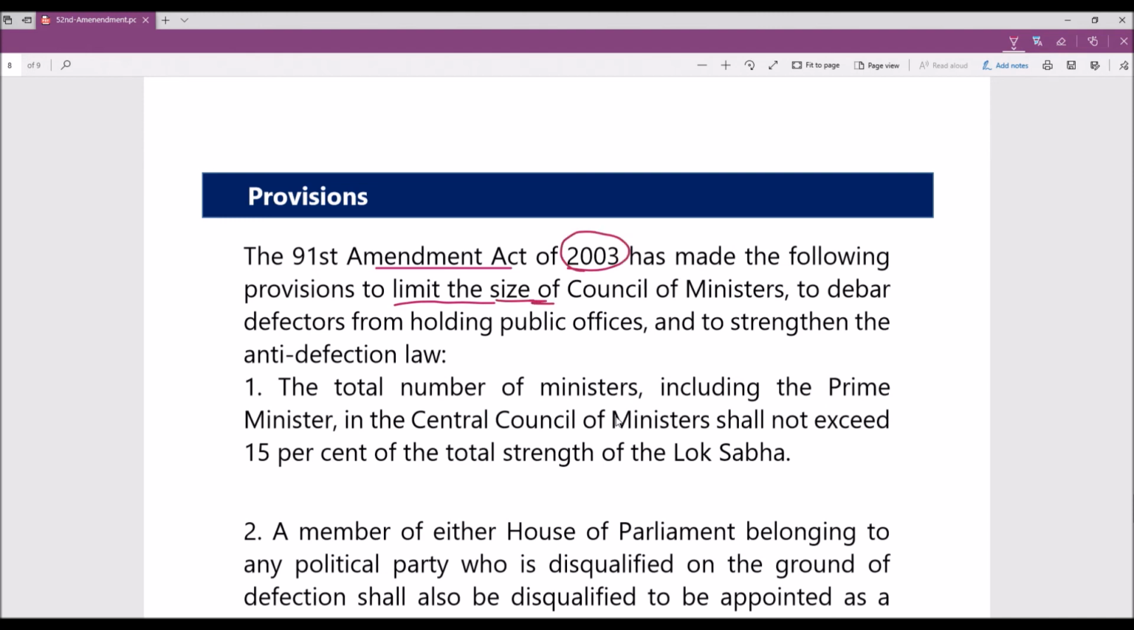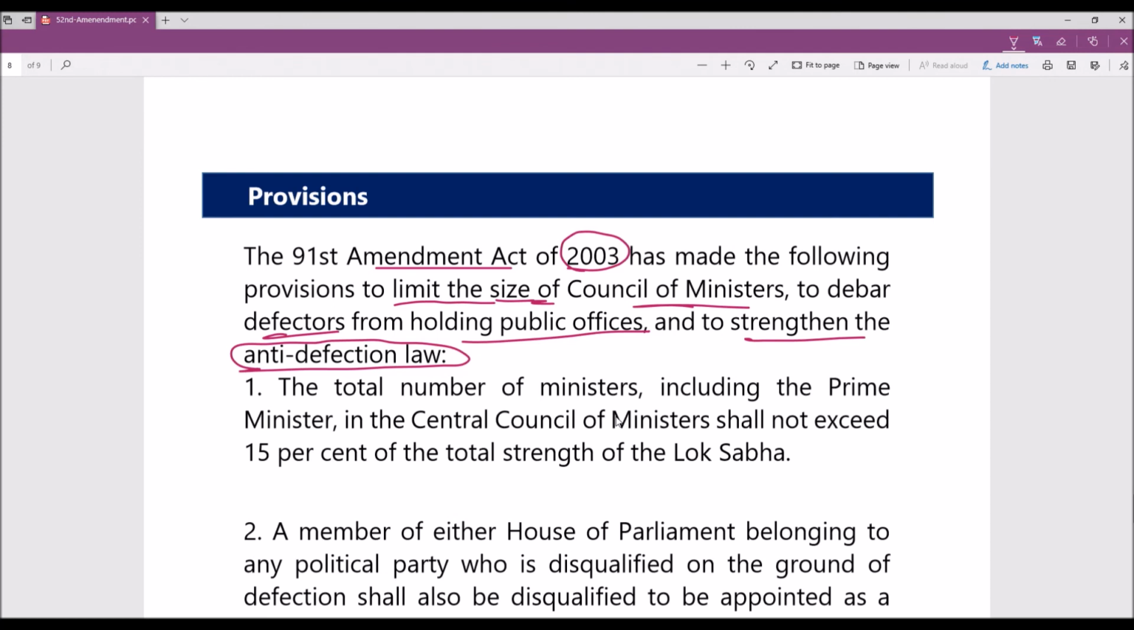they put a limit on the size of the Council of Ministers, to debar the defectors from holding any public office, to strengthen the anti-defection law. So if anybody has defected from the party, he cannot hold any office of the government or office of profit anywhere in India, whether state government or central government.